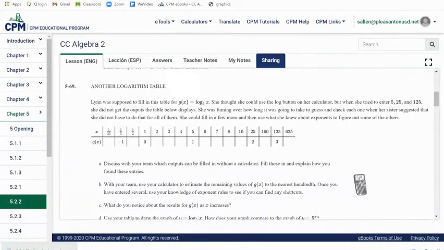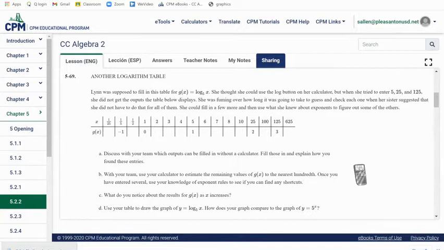For problem 69, this is another logarithm table. So you're going to be working with the log base 5 of x. It says she thought she could use the log button on her calculator, but when she tried to enter 5, 25, and 125, she did not get the outputs the table below displays. She was fuming over how long it was going to take to guess and check each one when her sister suggested that she did not have to do that for all of them. She could fill in a few more and then use what she knew about exponents to figure out some of the others. So what you're going to be doing is, of course, filling in the table.